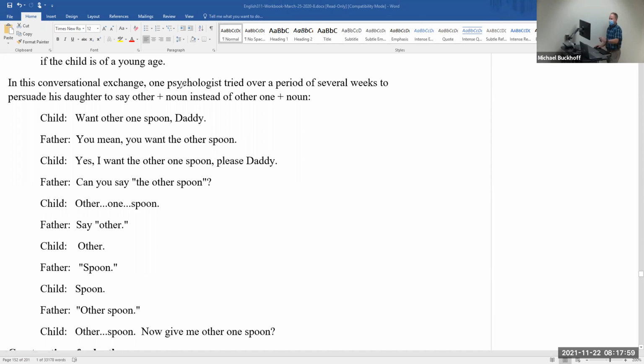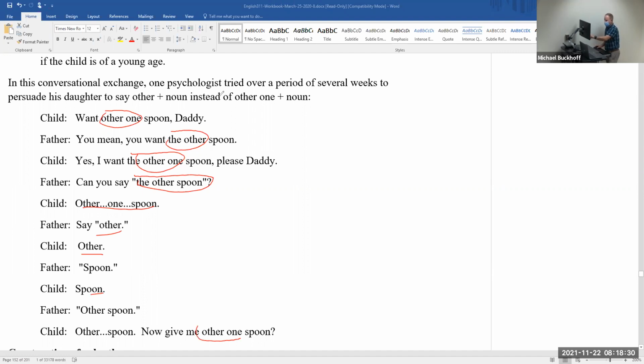Child: Want other one spoon, Daddy? Father: Do you want the other spoon? Child: Yes, I want the other one spoon, please, Daddy. Father: Can you say the other spoon? Child: Other one spoon. Father: Say other. Child: Other spoon, spoon, other spoon, other spoon. Father: Now give me the other one spoon.